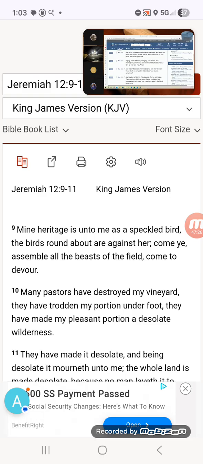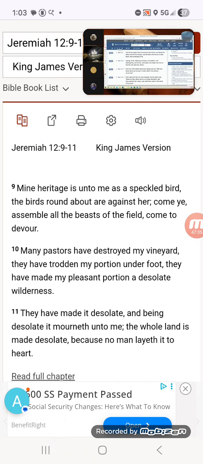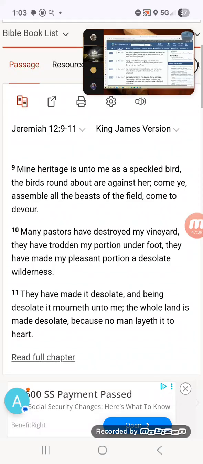Verse 10, many pastors have destroyed my vineyard. They have trodden my portion underfoot. They have made my pleasant portion a desolate wilderness. They have made it desolate, and being desolate, it mourneth unto me. The whole land is made desolate, because no man layeth it to heart.